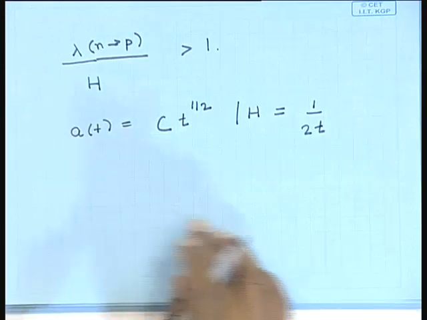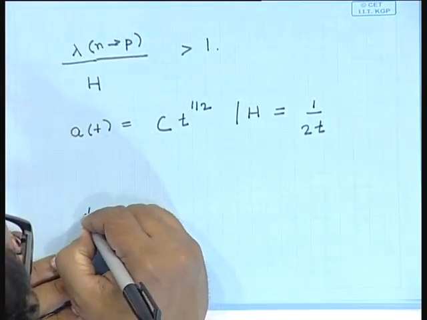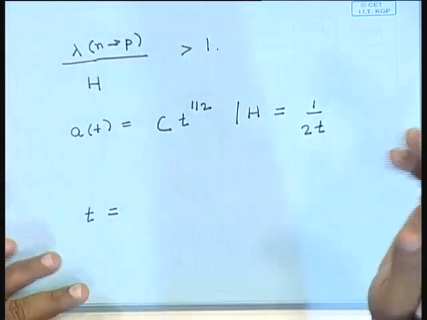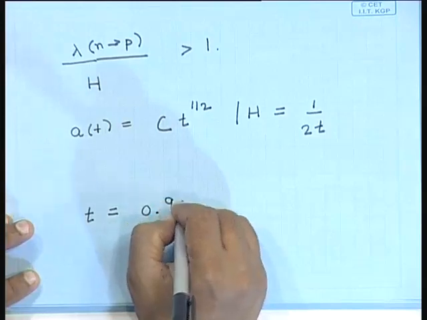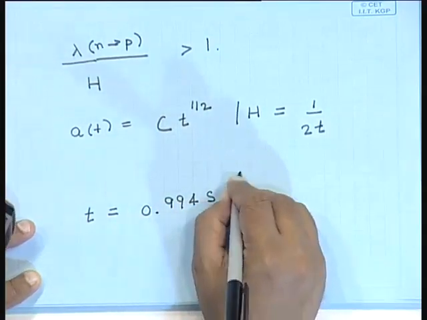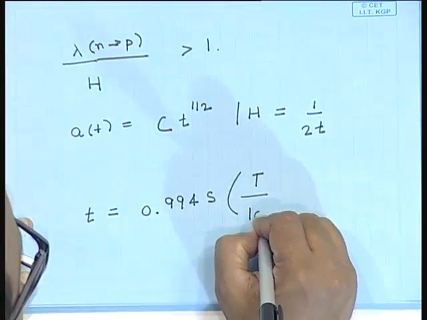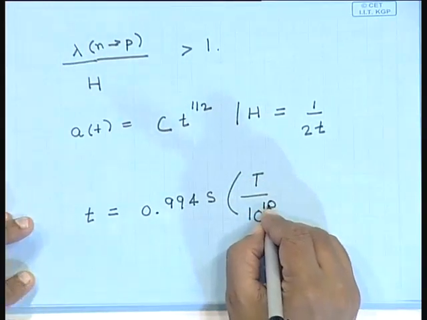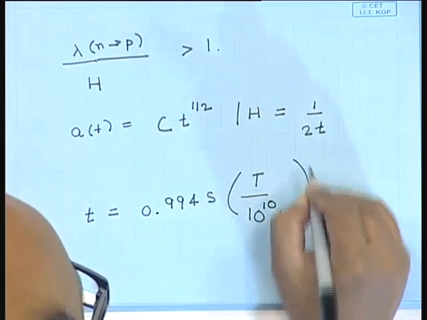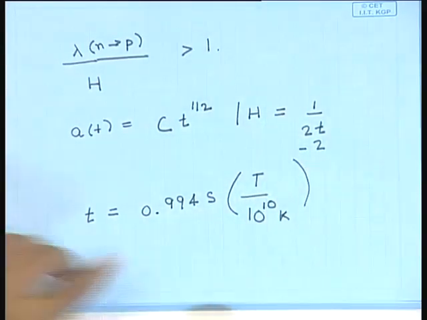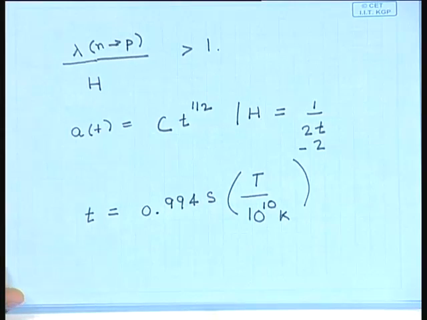And in the last class, I had written down the expression for T at epochs before positron electron annihilation, when the temperature of neutrino and CMBR are the same. We had worked this out. Explain to you how this comes about. So, we had written this down, this is 0.994 second T by, I had mistakenly written 10 to the power 11 here possibly in the last class. In case I have done that, please correct it, it should be 10 to the power 10 Kelvin to the power minus 2, right, 1 by T square, we had worked this out.